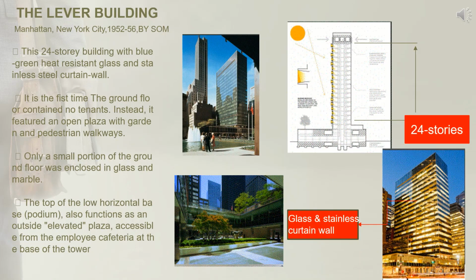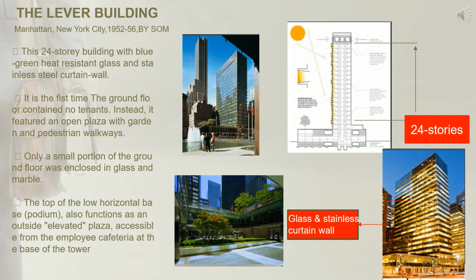The Lever Building in Manhattan, New York City, by SOM in 1952 to 1956. The building is 24 stories with blue-green heat-resistant glass and a stainless steel curtain wall. It was the first time the ground floor contained no tenants. Instead, it features an open plaza with a garden and pedestrian walks. Only a small portion of the ground floor was enclosed in glass and marble. The top of the low horizontal base podium functioned as an outside elevated plaza, accessible from the employee cafeteria to the base of the tower.